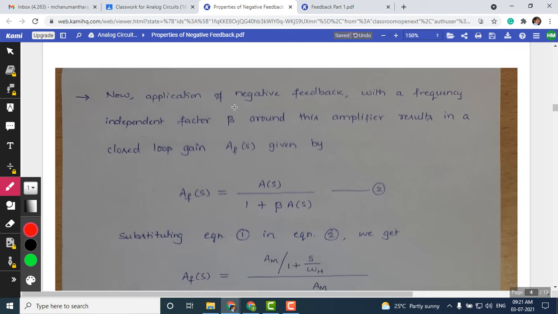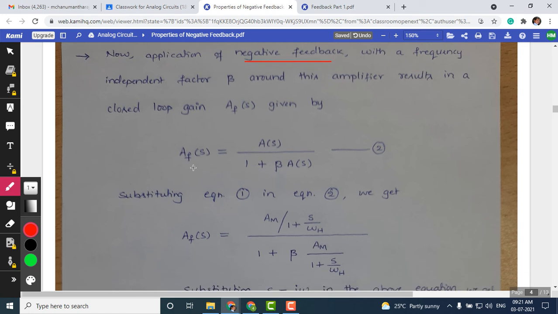Okay, this is now with reference to negative feedback, which can be written as AFS. AFS is nothing but the gain with feedback in the Laplace domain. Why we move to the Laplace domain is very important here. Often we move between different domains.